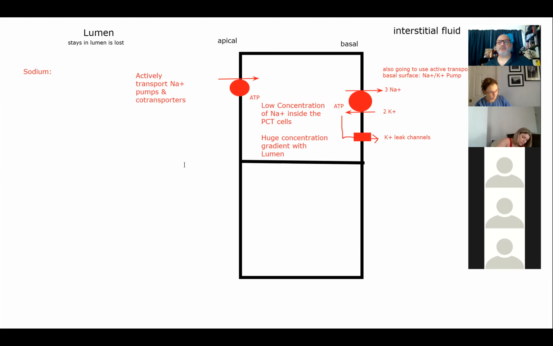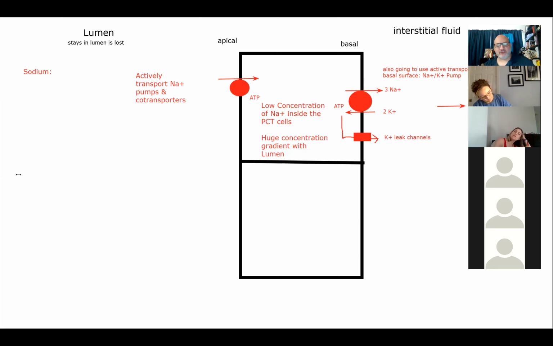So not only is this important because we then get sodium back into the interstitial fluid, and of course, once it's in the interstitial fluid, it then travels into the blood, let's say it this way, the peritubular capillaries. But it is going to set up a huge concentration gradient that is going to allow us to do other work. That work, for instance, is going to help us to reabsorb our organic nutrients.